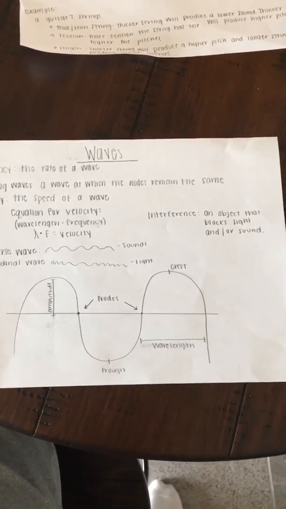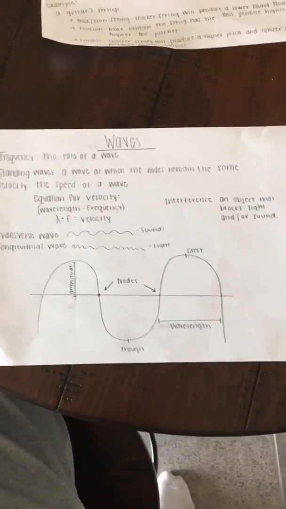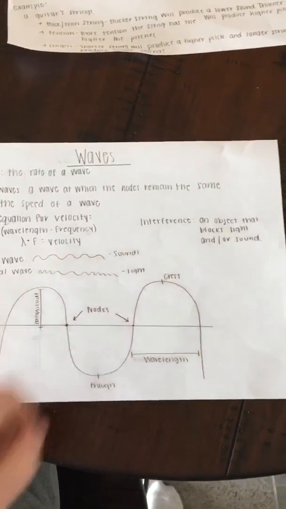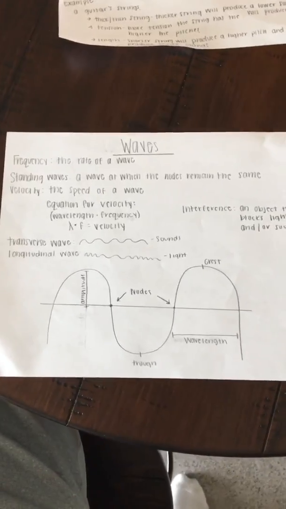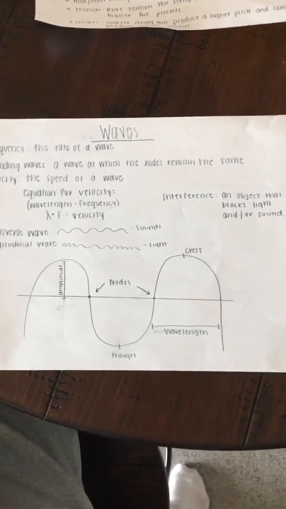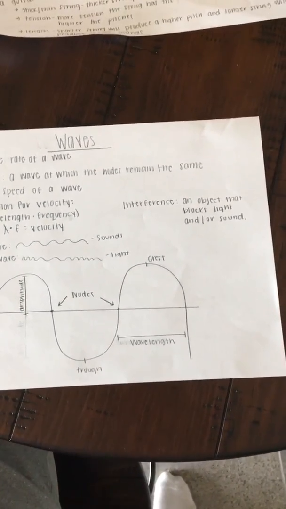Sometimes an object that blocks the light or sound occurs, and we call that interference. As we just showed, we showed you a transverse wave of the salt and the vibrations of the sound, and this is what that looks like. Also a longitudinal wave, an example of which would be light. And here is a diagram showing the amplitude, the nodes, wavelengths, and crests and troughs of waves.